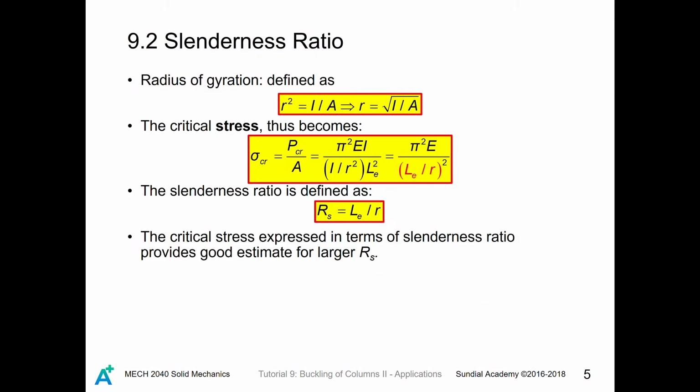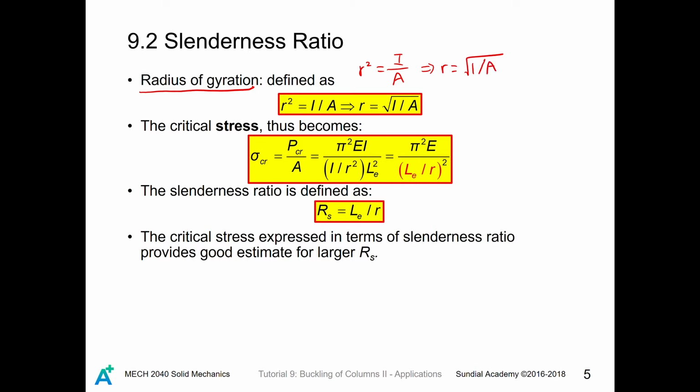Also, we will introduce a little bit about the slenderness ratio, which is one of the important concepts in column engineering design. There are some definitions worth knowing. The first definition is radius of gyration. It is given by r squared equals the moment of inertia divided by the cross-sectional area, which means r equals the square root of I divided by A.